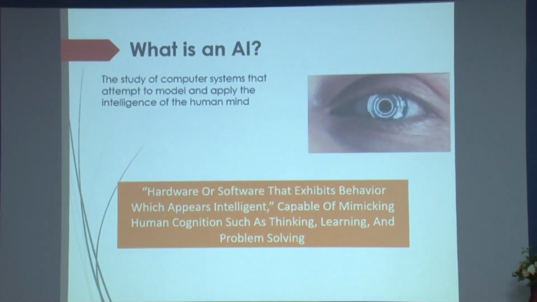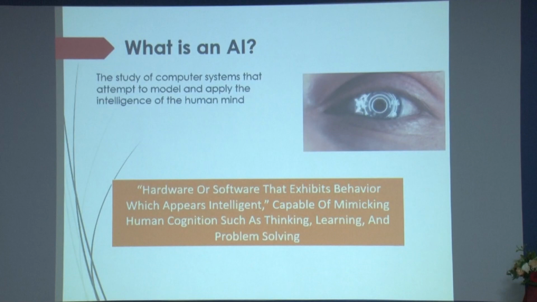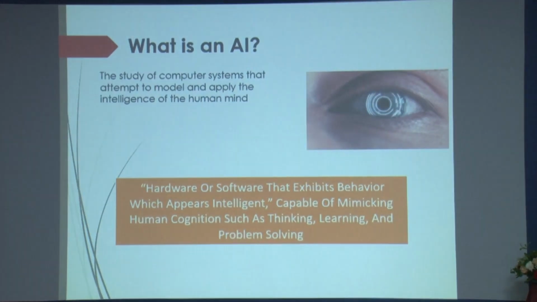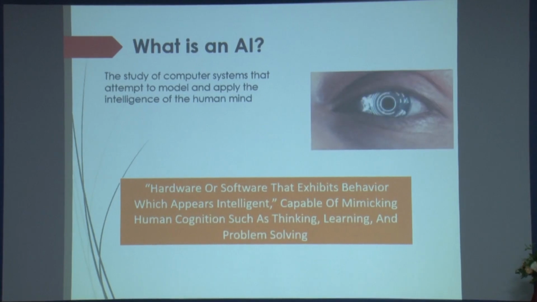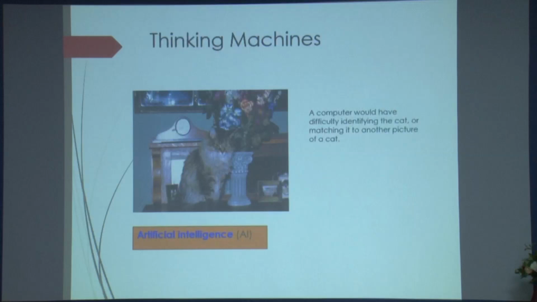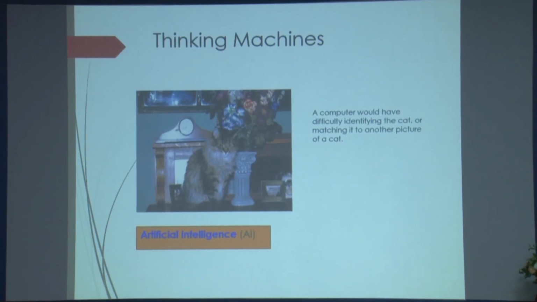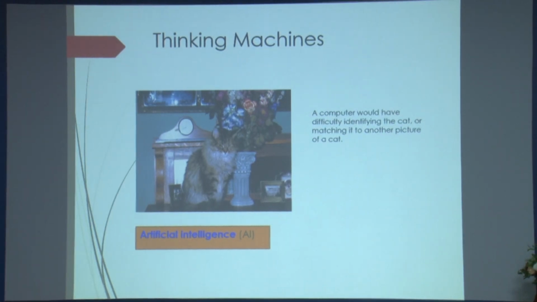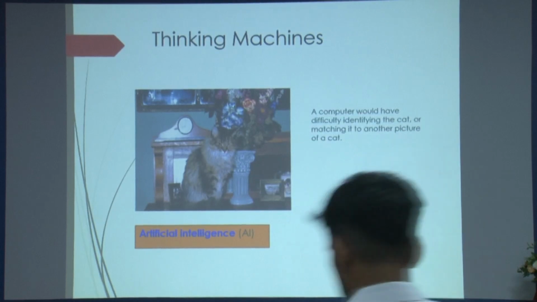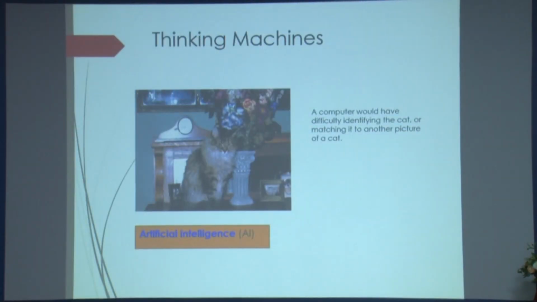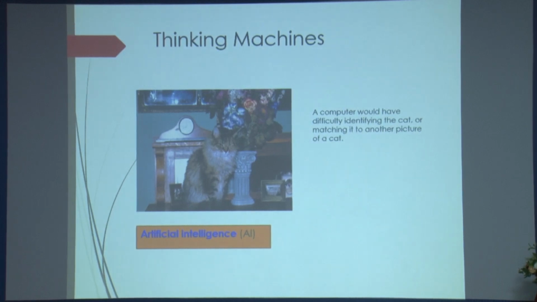It is a study of the computer where it is trying to put a model that thinks like a human mind. So, it is a hardware or a software which has the capacity of being intelligent. For example, if you see this image, a normal computer can't distinguish whether there is a cat or, behind it, a clock. If the computer is able to distinguish this is a cat and this is a clock, then it is called artificial intelligence.